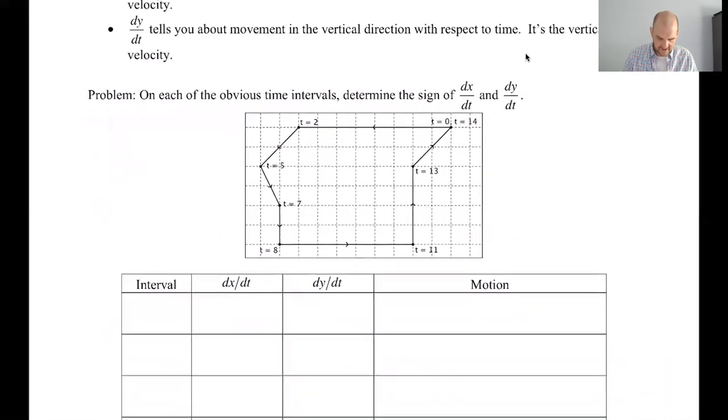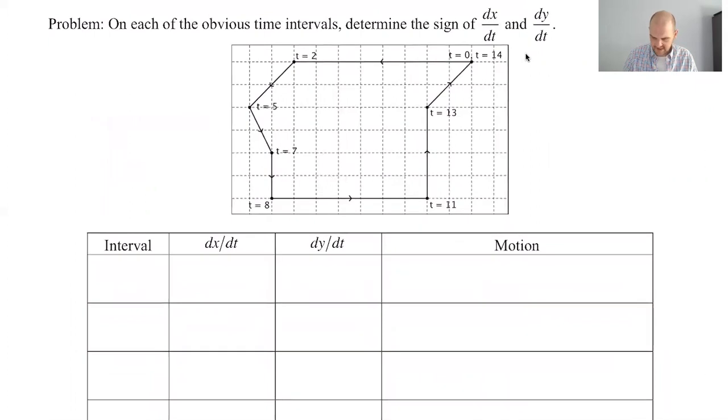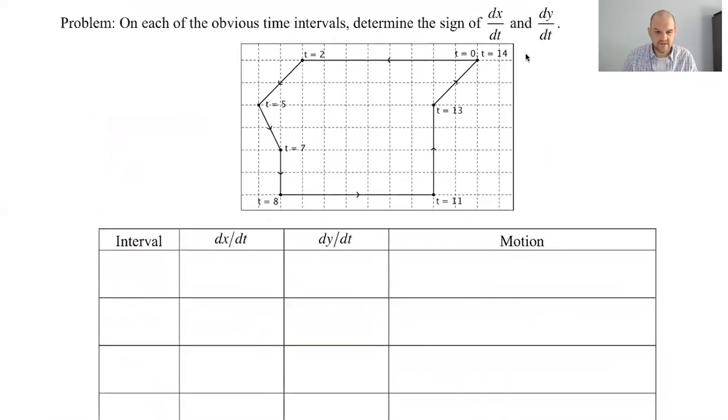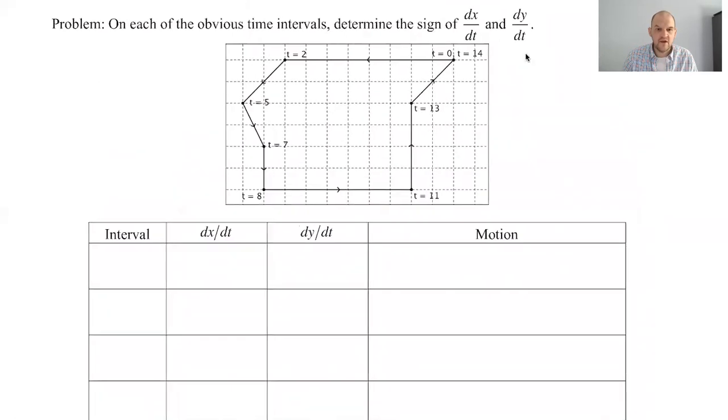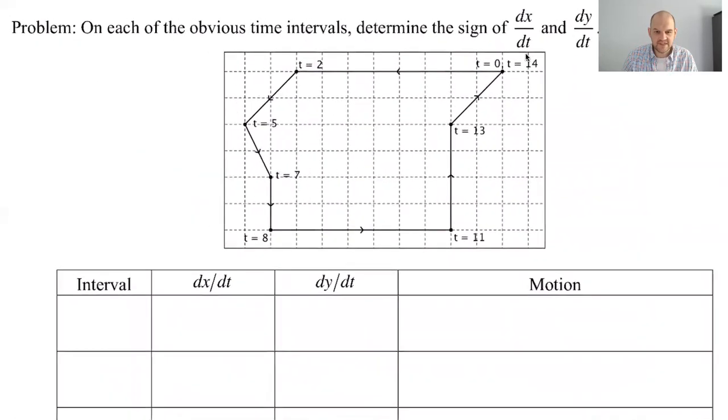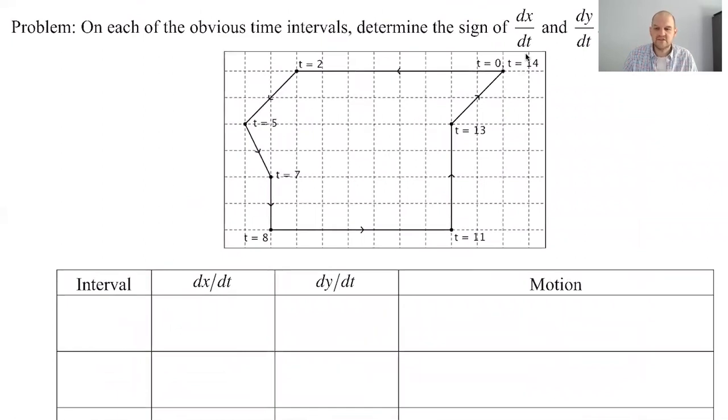So let's see if we can do this. So I made this graph. It's not great, but whatever, it gets the job done. And there's a lot of time intervals. So on each time interval, we want to say what dx/dt is doing, what dy/dt is doing, and then the motion. So I think we got this. The thing I'm struggling with right now, I couldn't figure out where to start.